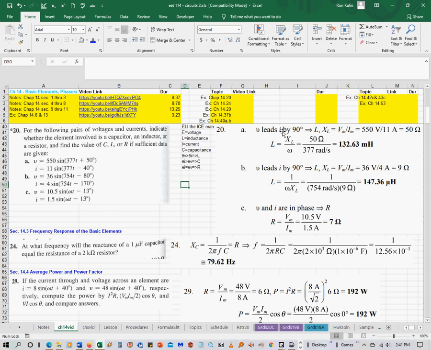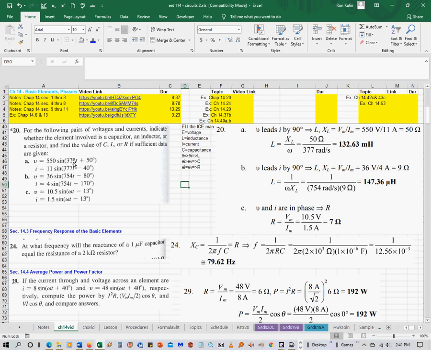So they're saying V leads I by 90, and the way they got that is they took 50 minus a minus 90, and then they took the absolute value of that. So it's inductive. And then X sub L equals Vm divided by Im equals 550 divided by 11 equals 50 ohms. That's X sub L, the reactance, and they're asking you to find the value of the inductor, L. So using the formula before, X sub L equals omega times L.